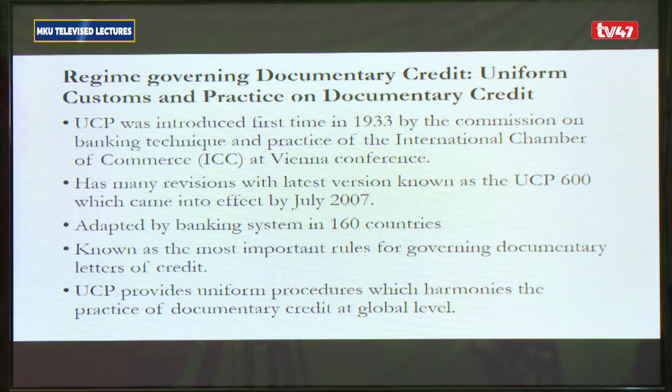on documentary credit. The first time the document, the legal instrument that was enabling parties to actually trade, was formed in 1933 by the Commission on Banking Technique and Practice in the International Chamber of Commerce at Vienna. It has had a number of revisions. The latest version is UCP 600, which came into effect in July 2007. For purposes of this class, we're going to use UCP 500, and it has been adopted by the banking system in 160 countries, and we are still counting more countries, and it is known as the most important rule for governing documentary letters of credit, okay? So, and the UCP governs all kind of international trade globally.